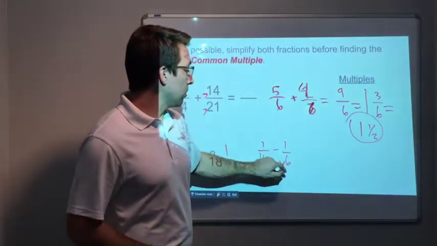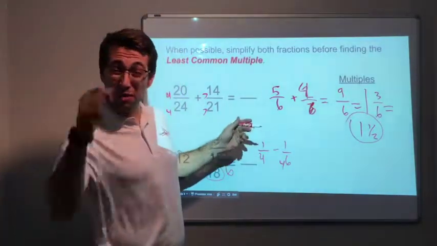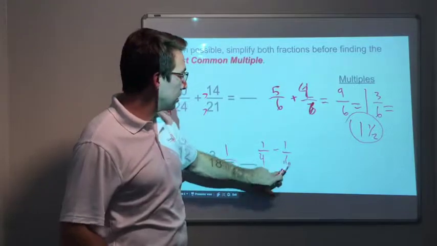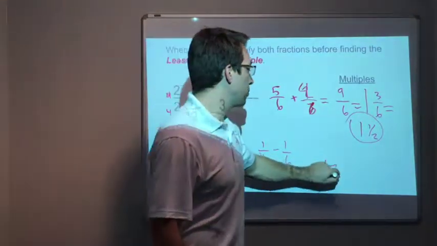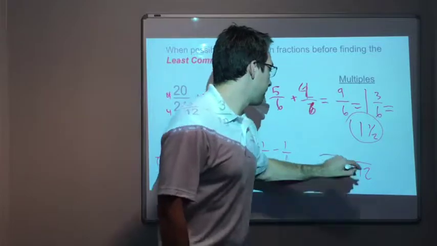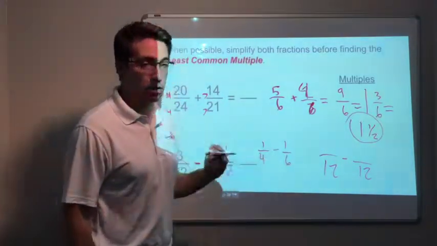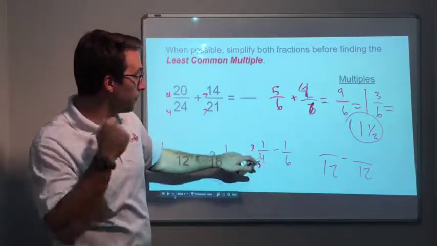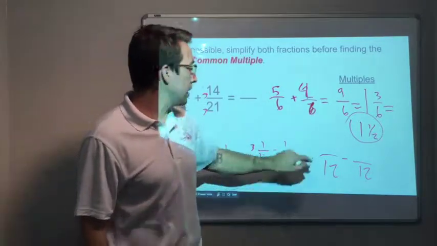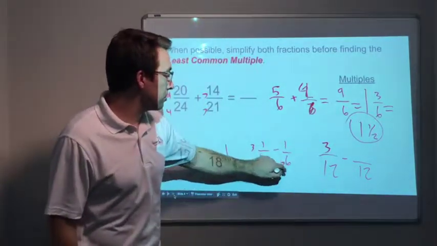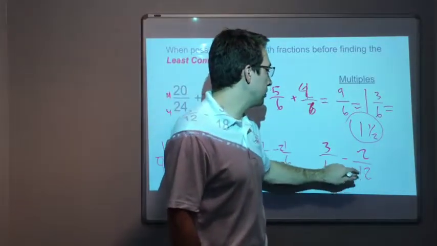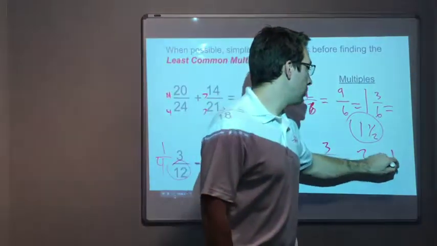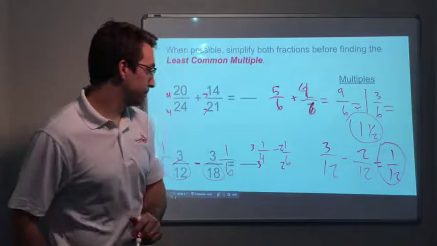6 times 4 is 24. Or could we do maybe 12? 4, 8, 12; 6, 12. So let's do 12 instead of 24. 4 times 3 is 12, so 3 times 1 is 3. And then 6 times 2 is 12. Check that out. 3/12 minus 2/12 equals 1/12, our final answer. That's awesome.